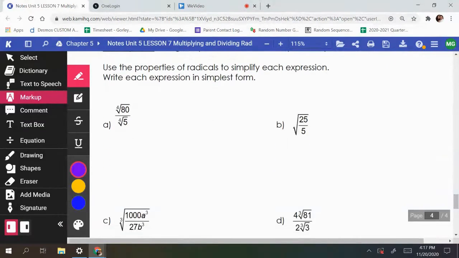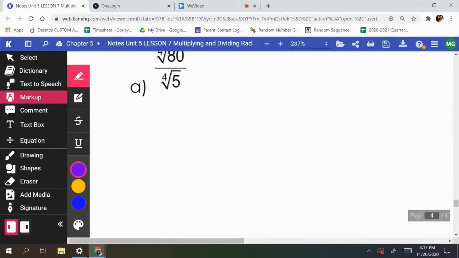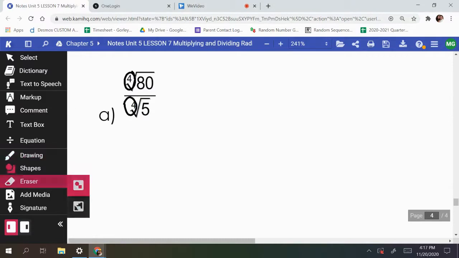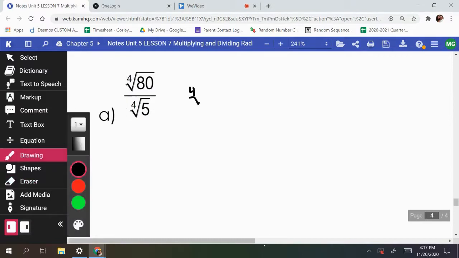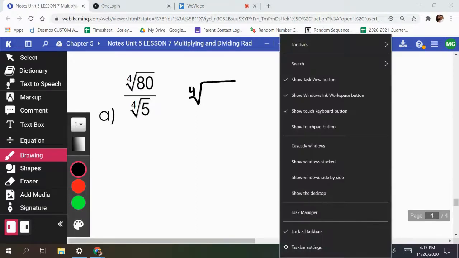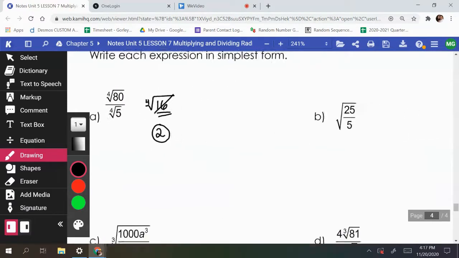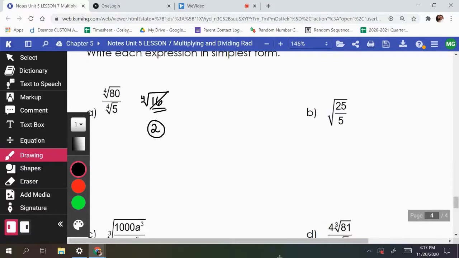So looking at this first example here, they're both 4 for the index, so I can just divide those parts. The fourth root of 80 divided by the fourth root of 5 is going to end up giving me the fourth root of 16, which is a perfect fourth. It's a perfect fourth of 2. 2 to the fourth is 16. So that's really it on the first one. The second one, they're both under the square root. We just simplify. 25 divided by 5 is 5. Done. I can't simplify the square root of 5 any further.